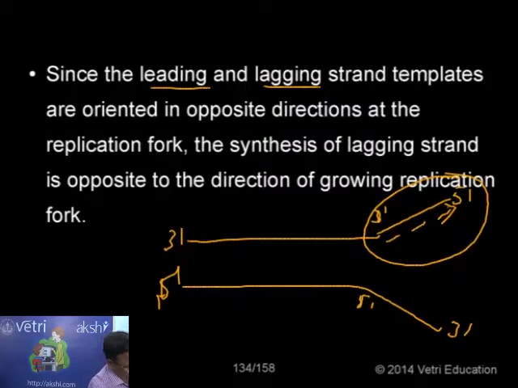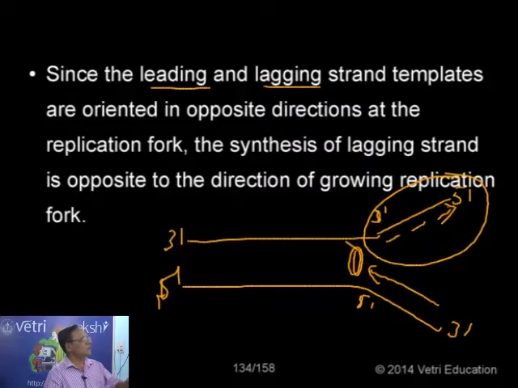Now this is actually 3' to 5', but the synthesis occurs towards this direction. See that one, the synthesis of lagging strand occurs towards the terminus, and the synthesis of leading strand occurs towards the replication fork. Now this is the point of replication fork. So you see that one, the leading and lagging strand templates are normally oriented in opposite directions. So this is the template 5' to 3', and this is the template 3' to 5'. So these are all oriented in opposite directions at the replication fork.